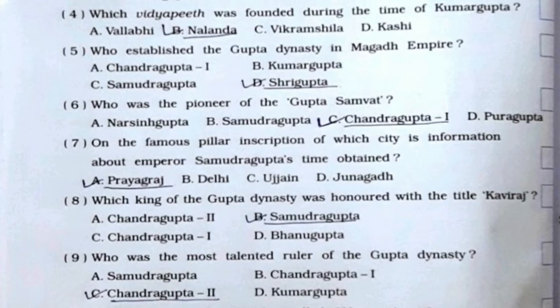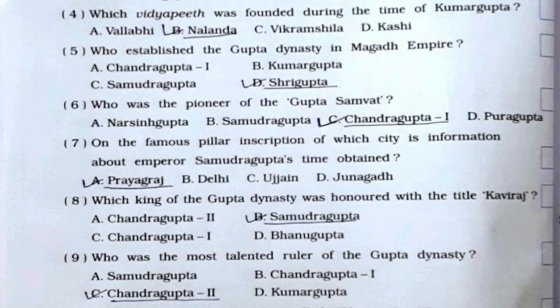Sixth one, who was the pioneer of the Gupta Samvat? It's option number C, Chandragupta I. Seventh one, on the famous pillar inscription of which city is information about Emperor Samudragupta's time obtained? It's option number A, Prayagraj. Eighth one, which king of the Gupta dynasty was honored with the title Kaviraj? It's option number B, Samudragupta.